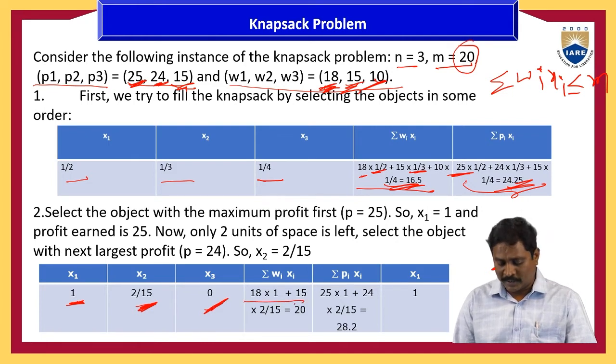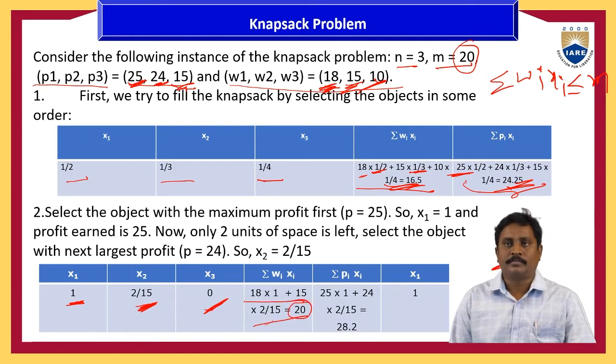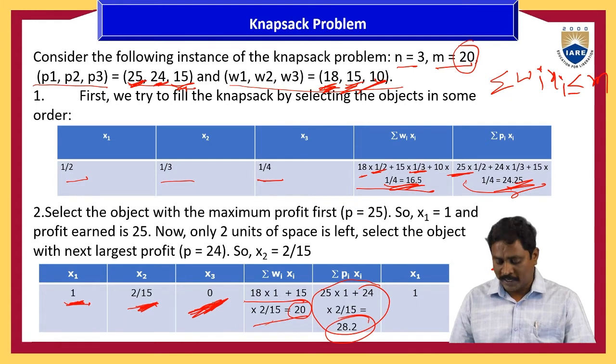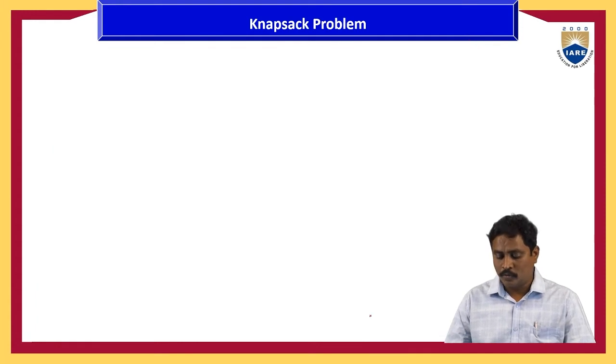Here we calculate the Wi xi value, which is 20. This 20 is equal to the capacity of 20, so it satisfies the maximum capacity value. Now we calculate the maximum profit value, which is 28.2. Now the solution set is x1 equal to 1, x2 equal to 2 by 5 and x3 equal to 0. So the maximum profit value is 28.2.